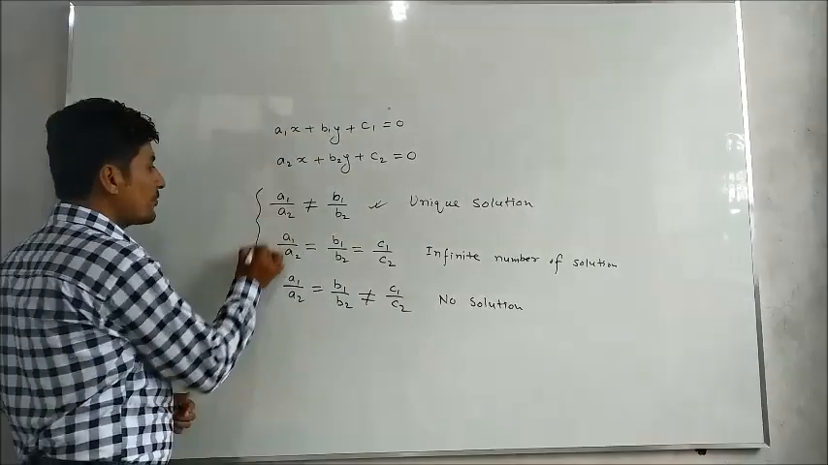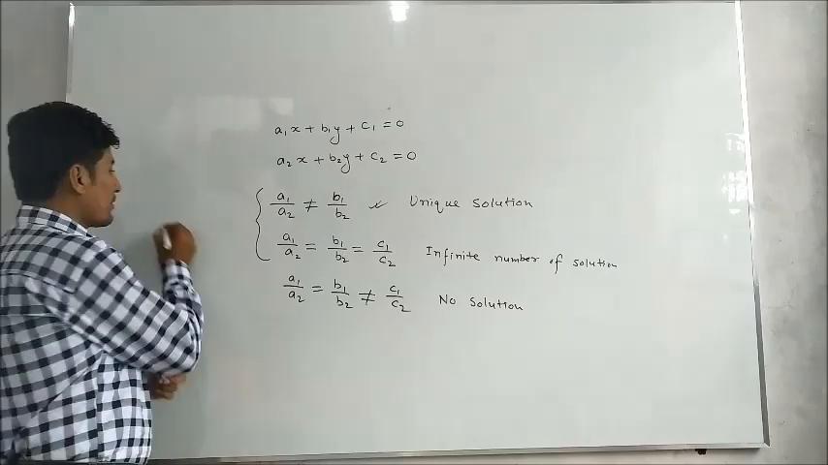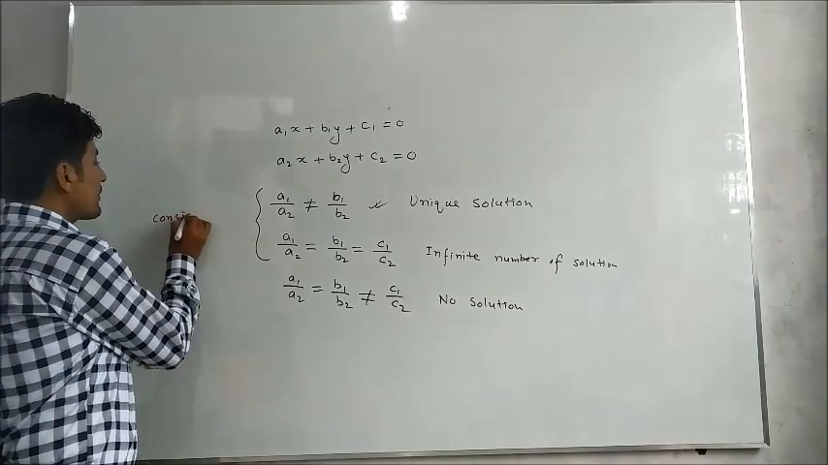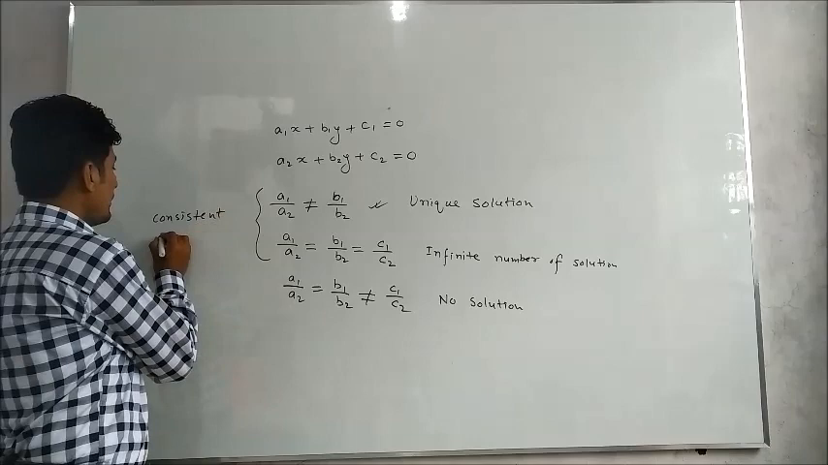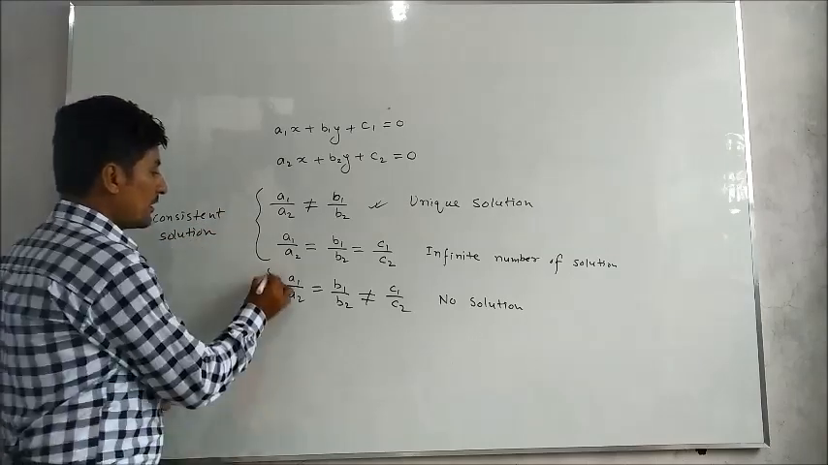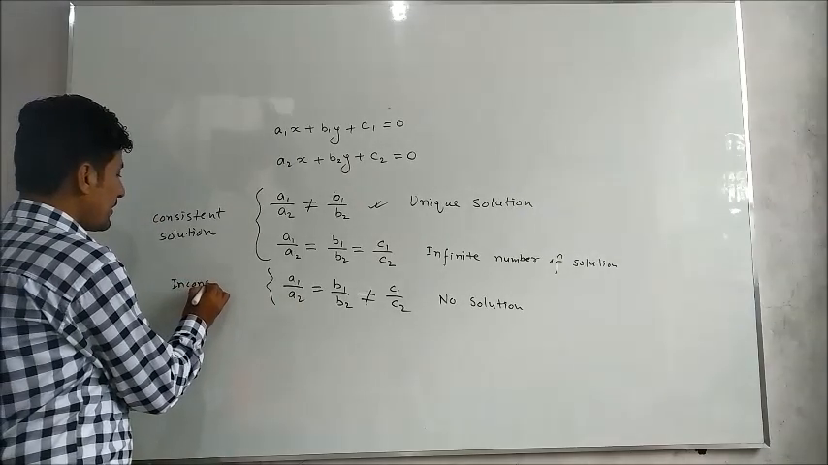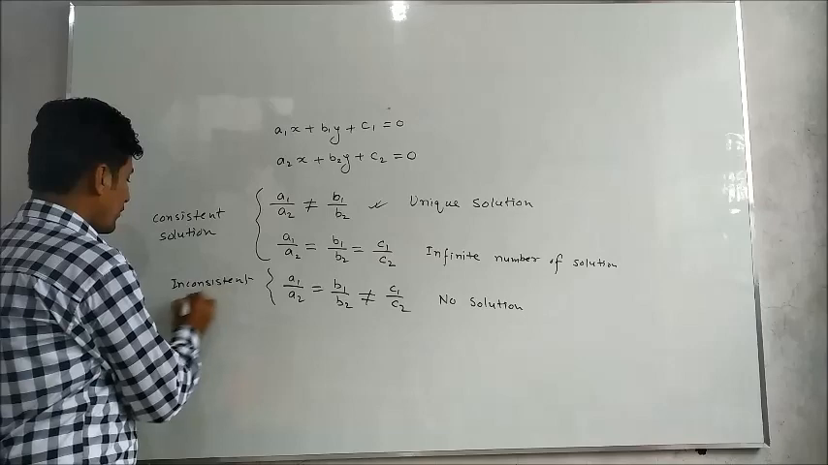So the first two come under the consistent solution. We can write here: consistent solution. While the third one is termed as inconsistent solution.